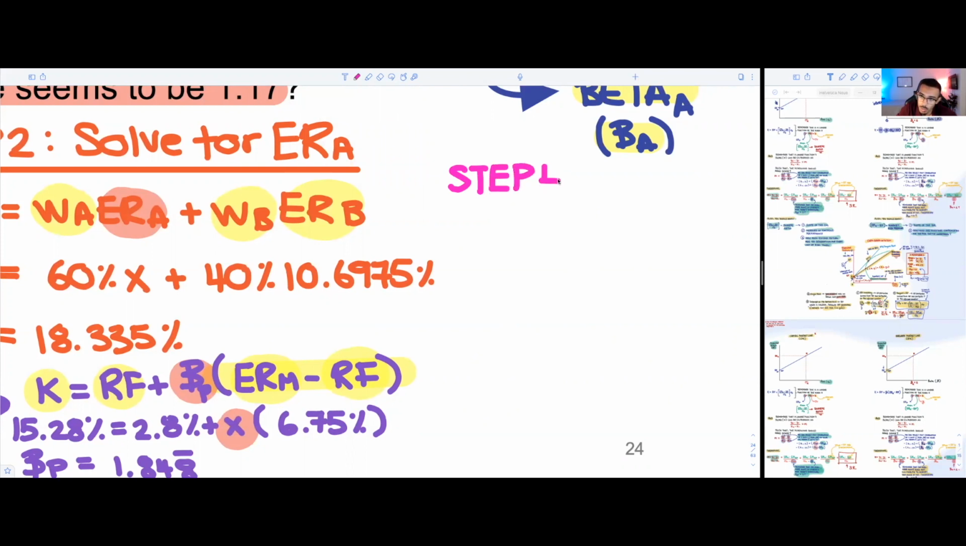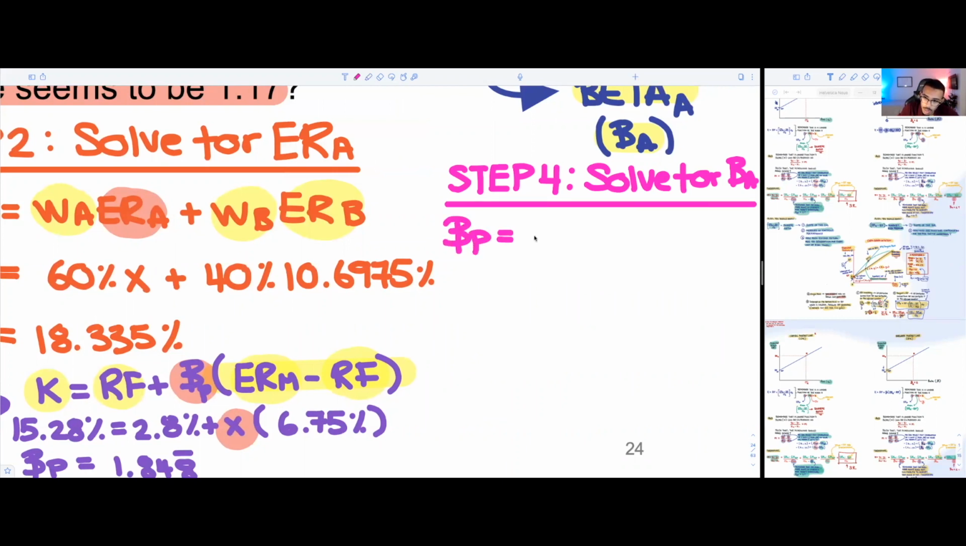Step 4: Solve for the beta of A. So you know that the beta of our portfolio will be equal to the weight of A times the beta of A plus the weight of B times the beta of B. And what's awesome here is that we have the beta of P, we have the weight of A, we have the weight of B, and we have the beta of B, such that the only thing that's missing is the beta of A.